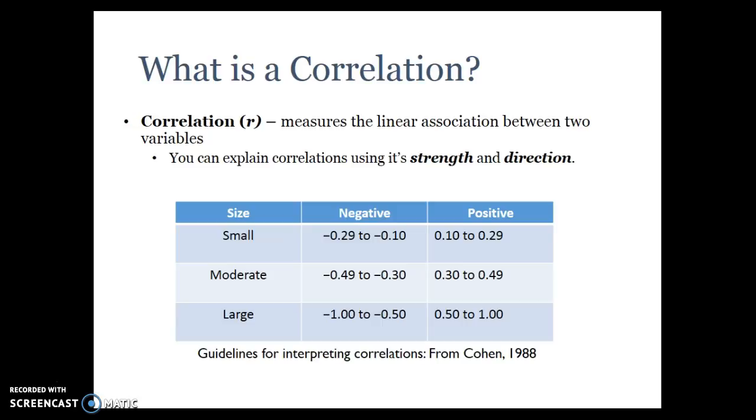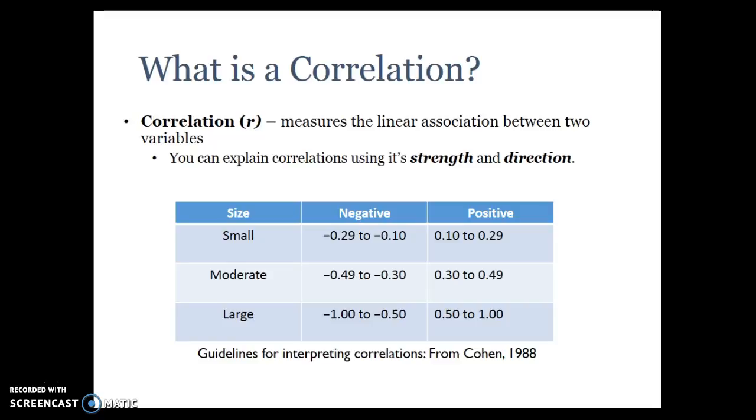Whereas correlations up to 0.49 or around 0.5, we would tend to call them moderate correlations, and correlations greater than 0.50 are strong or large correlations. Now, it's just important to keep in mind that these are guidelines for interpreting correlations proposed by Cohen in 1988. There's no real specific way to describe them. But this is what most psychologists and statisticians will follow through with.